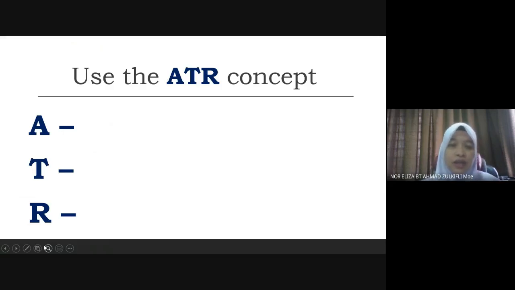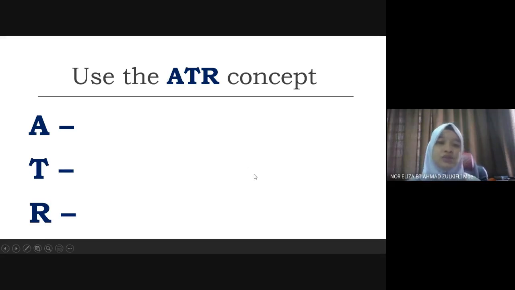ATR is to analyze. Whatever question that you get, be it a comprehension, a summary, report, literature question, even a writing question, you have to do the ATR concept. The ATR concept can be used at any time, even though it's not for your English lesson. It can still be used for other lessons as well.